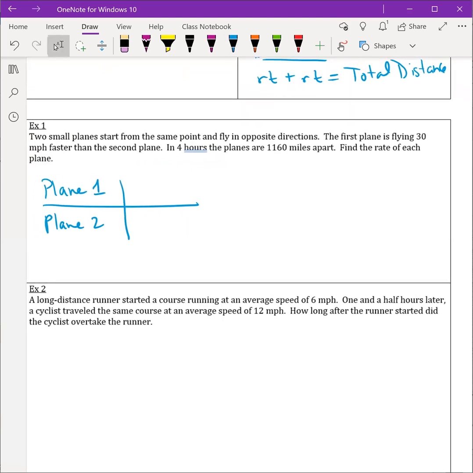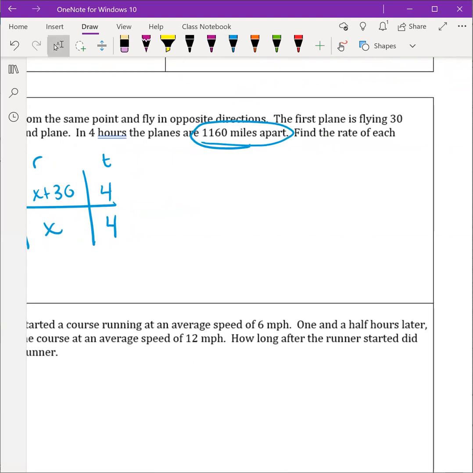The first plane is flying 30 miles an hour faster than the second plane. So when it's talking about miles per hour, that's going to be our rate. So one plane is going 30 miles an hour faster than the other. In 4 hours, that means they're both flying for 4 hours. So the time is going to be 4 hours. The planes are 1,160 miles apart. So distance apart is going to be RT plus RT equals total distance. If they don't give us any information on distance, then we'll be using the other formula.